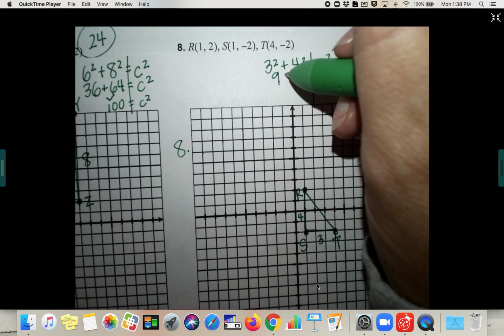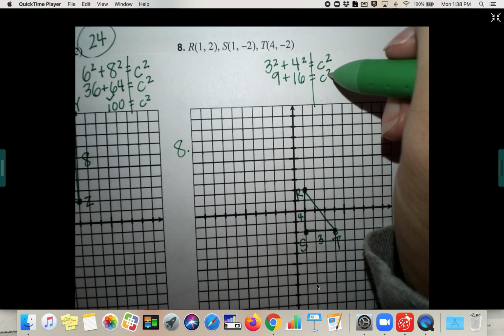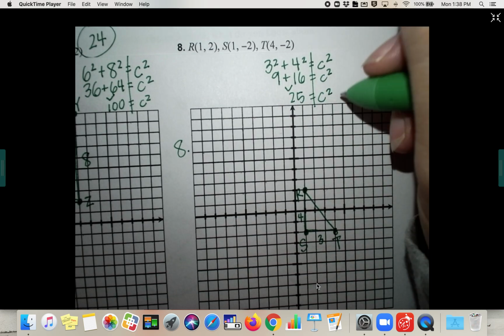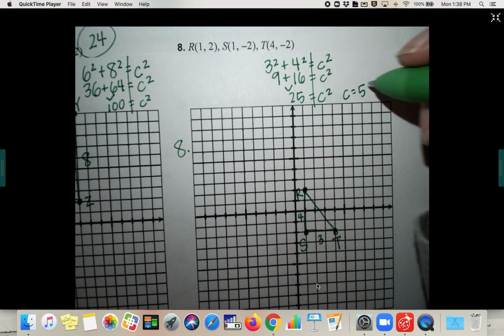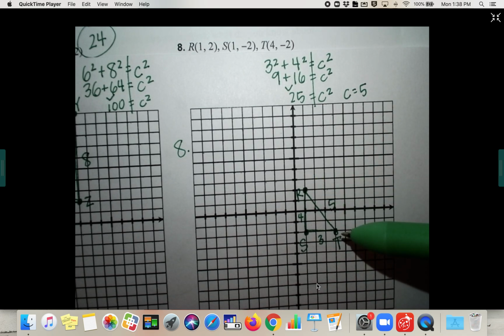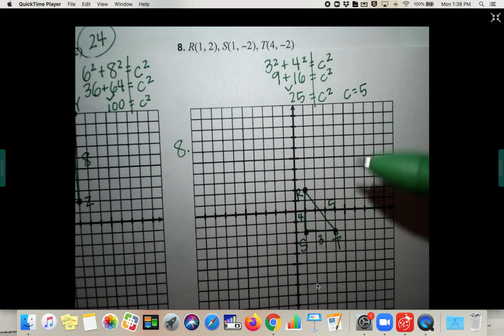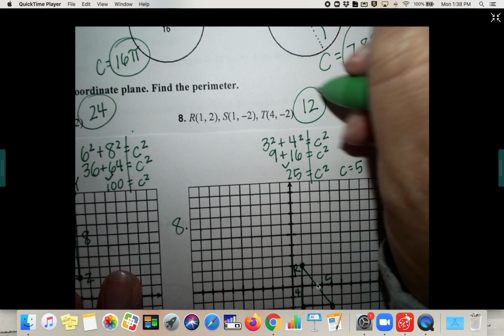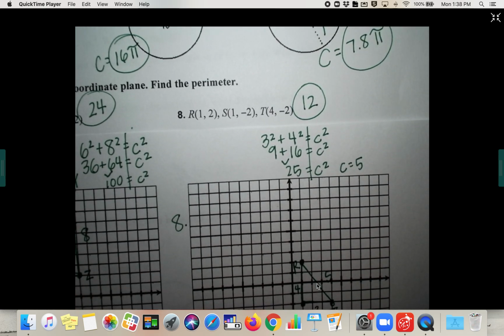So we've got 3 squared plus 4 squared equals our hypotenuse side squared. So that would be 9 plus 16, which is 25. And the square root of 25 is 5. So the perimeter is 5 plus 3 plus 4. So that's 12. Is that right? Yeah. So 12 units is the perimeter for number 8.